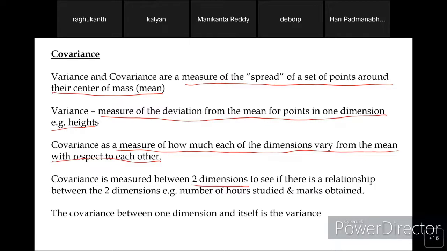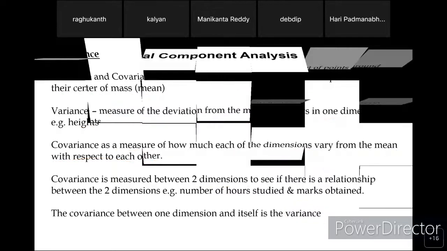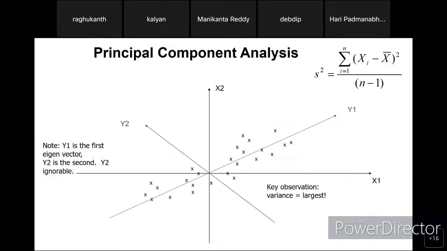So to see if there is any relationship or whatever. When you take the covariance of 1 dimension with itself, automatically you will get the variance also. So this is what we try to do. So this is the data set. You can see the data is originally plotted in x1, x2 dimensions, so at each point we have x1, x2. So this is the data basically, every point has 2 attributes.